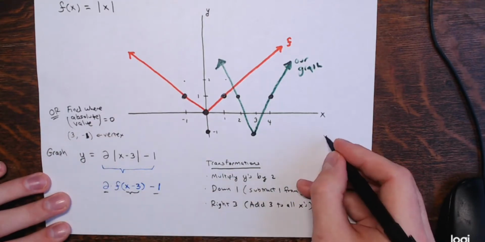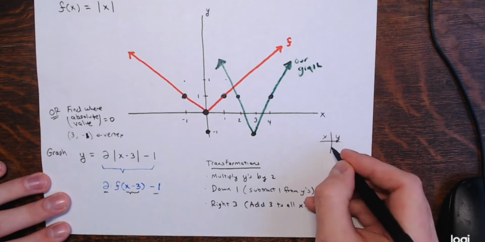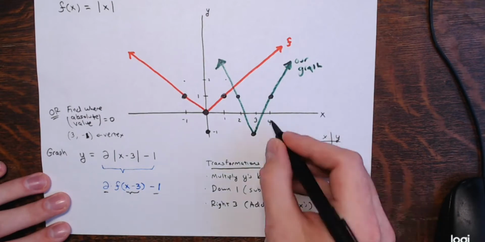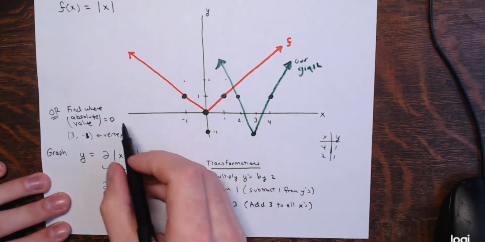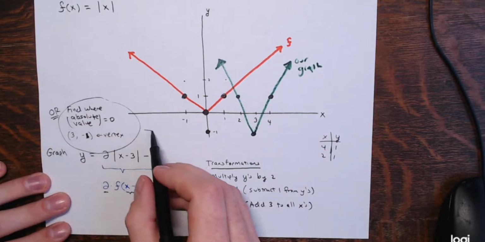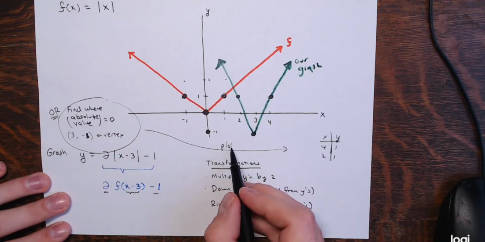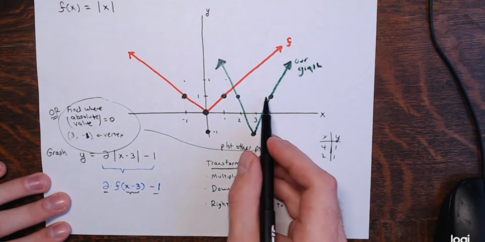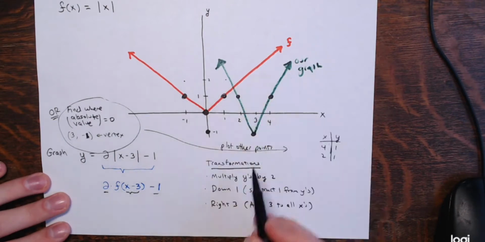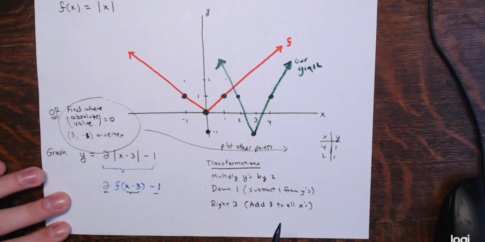And then just plug in other points. Just make a table of values, and if you plug in 4, you'd get 1. You plug in 2, you'd get 1 as well. You could use symmetry. But you find the vertex first, and then plot other points. And once you've got a point on either side of the vertex, you can draw that V shape, and there's your graph of your absolute value function.